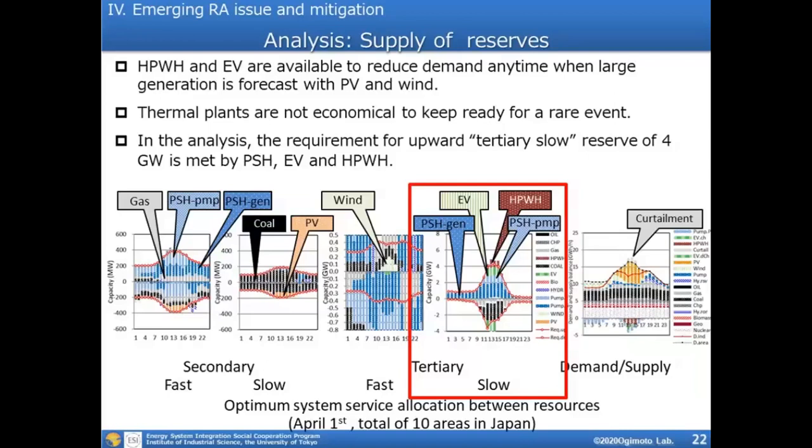So heat pump water heater and EVs are available to reduce demand anytime when large generation is forecast with PV and wind. Thermal power plants are not economical to keep ready for a rare event. In the analysis, the requirement for upward tertiary slow reserve of 4 gigawatt is met by pumped storage hydro, EV, and heat pump water heater.